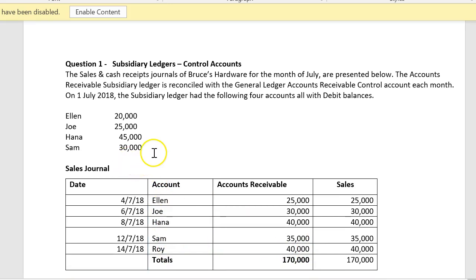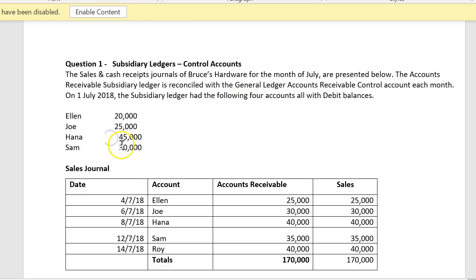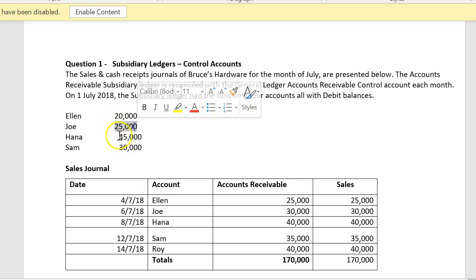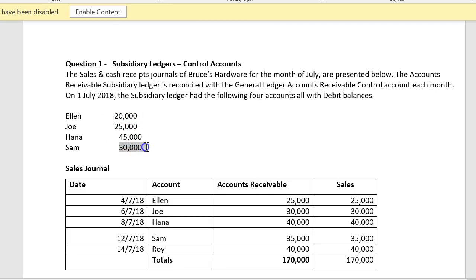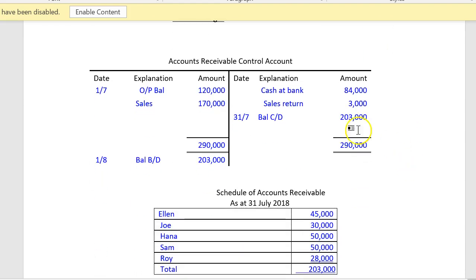Okay, so let's complete the accounts receivable control account. Now guys, what is the opening balance of the accounts receivable control account? This is the opening balance. So it's 20, 25, 45, 90, and 120. If we scroll down to part C, that's the opening balance, as you can see, $120,000.